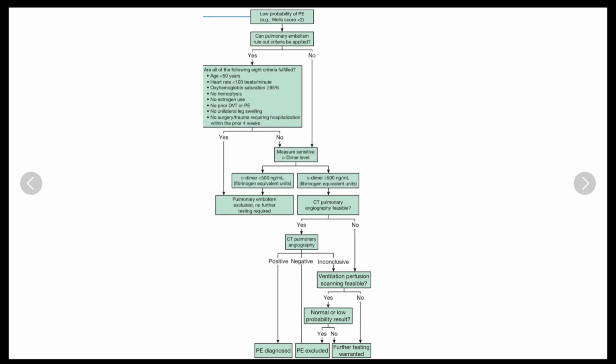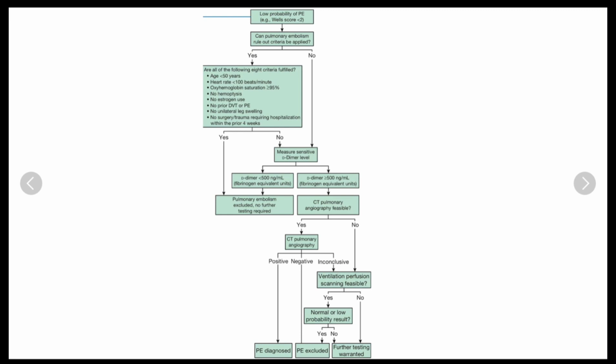Then we will go for low probability pulmonary embolism. Very important: the Wells score will be less than 2. So here in this low probability, we will check whether the pulmonary embolism rule-out criteria can be applied or not. If it is applied, then we will rule out. There are 8 criteria. We will check whether all of them are met or not. These criteria are very, very important. They are applied only in a low probability pulmonary embolism risk.